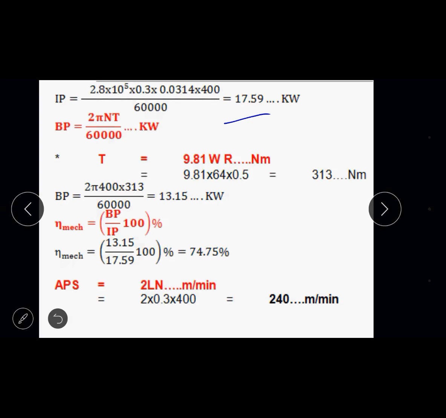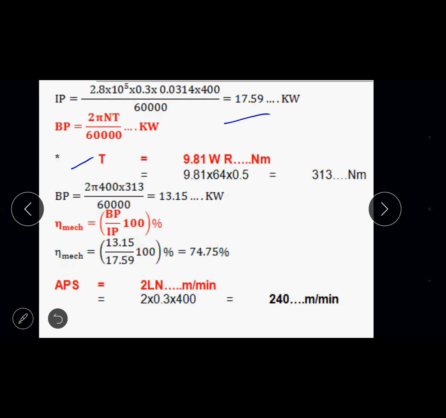Then the second one, brake power. We have to find out brake power. The brake power formula is 2 pi NT by 60,000. Again, it's a function of two parameters: engine speed capital N and torque capital T. Engine speed is available, it's 400 rpm, so we have to find out torque. The torque formula is 9.81 into WR, where capital W is the effective brake load and capital R is the effective radius.